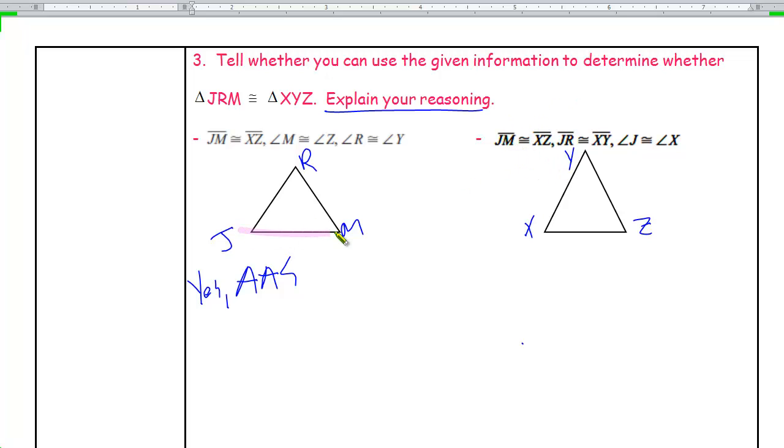J to M is congruent to X to Z. Segment JR is congruent to segment XY. And angle J is congruent to angle X. So again, it's pretty easy with a picture. I have a side, the angle included, the included angle, it's between the two sides, just as if you would write it, angle, side, side, angle, side. I have a side, the angle between them, just like the A's between the S's, and then the side. So this again is another yes by side, angle, side.